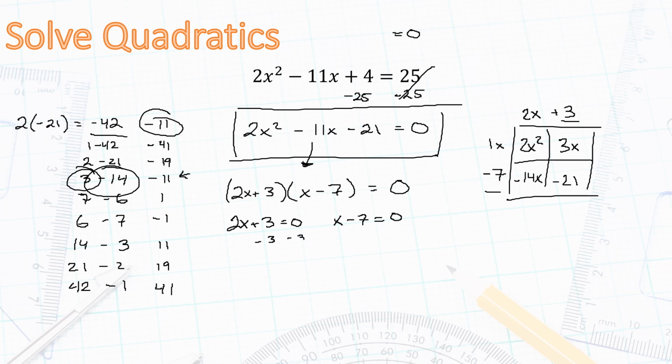Subtract 3 from both sides. 2x is equal to minus 3. Divide by 2. X equals minus 3 over 2. And the other one, add 7 to both sides. X is equal to 7. So those are my two answers.